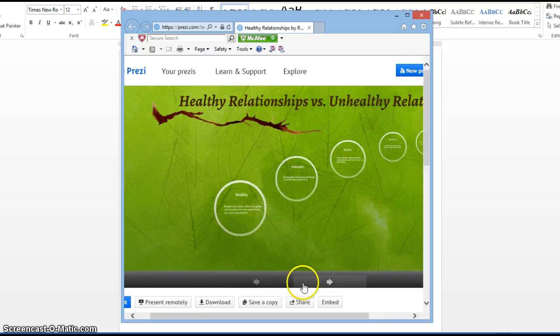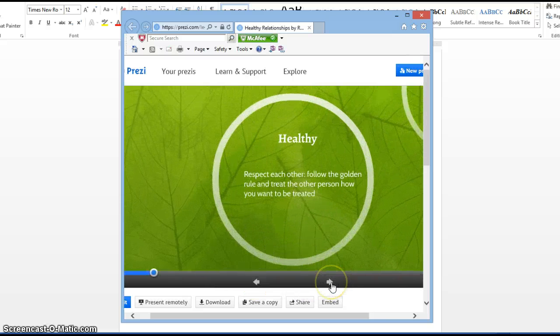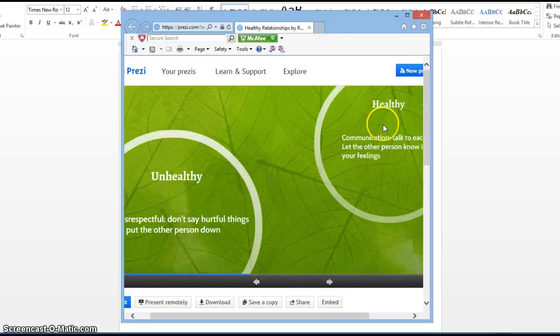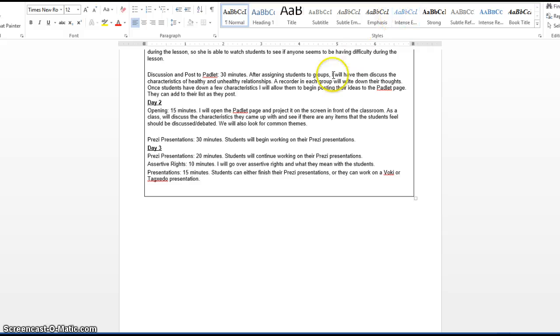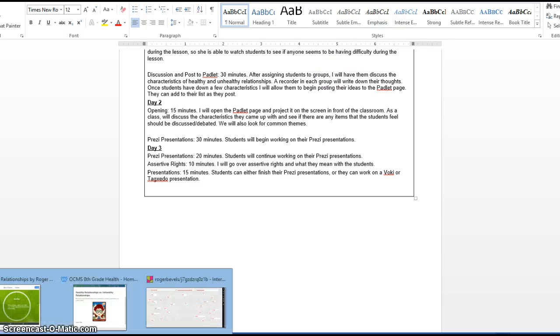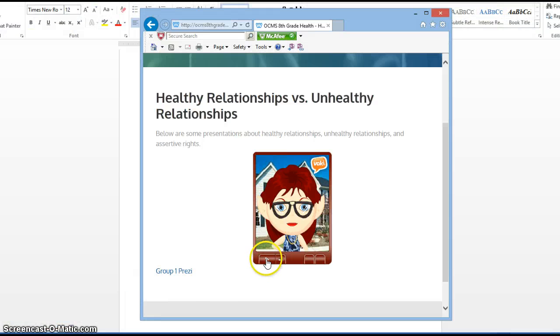So this is one of the ones that someone came up with. And overall, the groups did a good job on their presentations. There were some that had some spelling issues and so forth, but overall was fine. Their Voki presentations were on assertive rights, and this is one of the ones the group did.